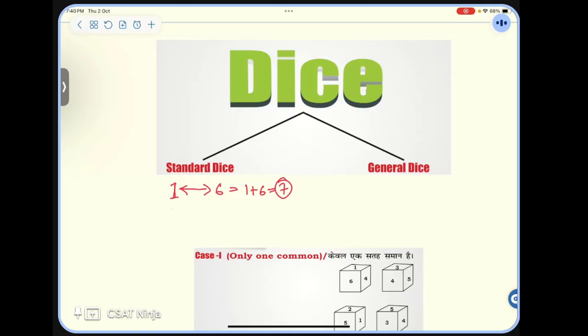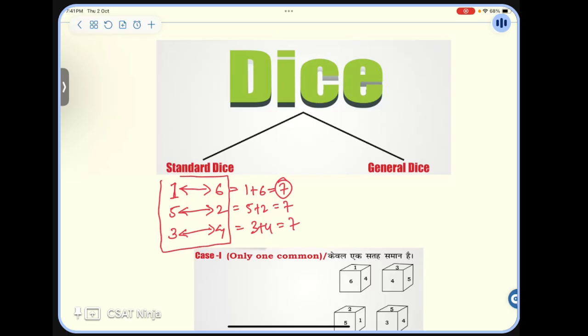Another one can be 5 opposite to 2, so 5 plus 2 gives me 7. Same thing if 3 and 4 are opposite to each other: 3 plus 4 gives me 7. So in standard dice, always remember these are opposite to each other: 1 is opposite to 6, 5 is opposite to 2, and 3 is opposite to 4.